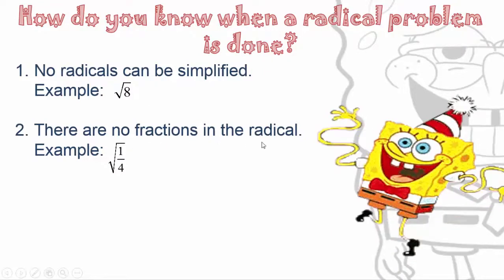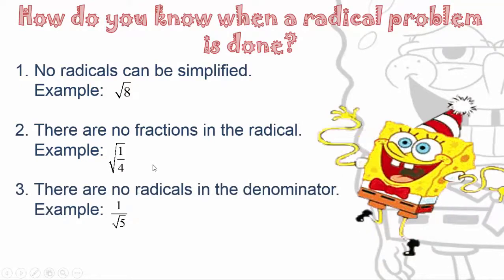There are no fractions in the radical. So, for example, here we have underneath the radical sign 1/4, and this is not good. So we have to use our quotient radical rule so that we end up with 1/2. There are no radicals in the denominator. For example, we have a square root of 5 in the denominator, and that is not permitted either.